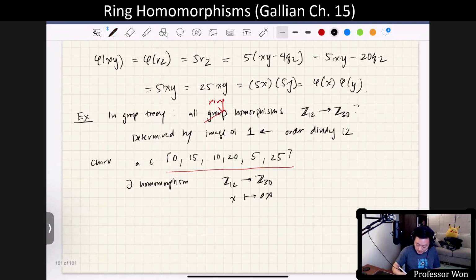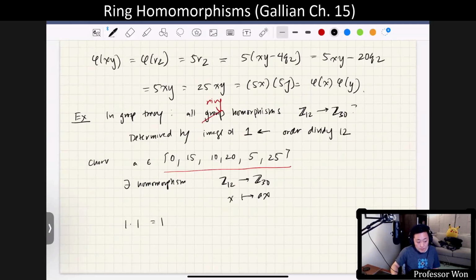So why is that? Well, in the domain, 1 times 1 is equal to 1, right? So that means that we need phi of 1 times phi of 1 to equal phi of 1. But if we look inside of Z30, for example, if we sent 1 to 5, 5 times 5 would be 25. That's different from 5 in Z30. So even though we can send 1 to 5 for a homomorphism of the underlying additive groups, that choice will not yield a ring homomorphism. Right, so I circled it, I should actually cross it out. Same thing with, no, actually 25 is fine, right?